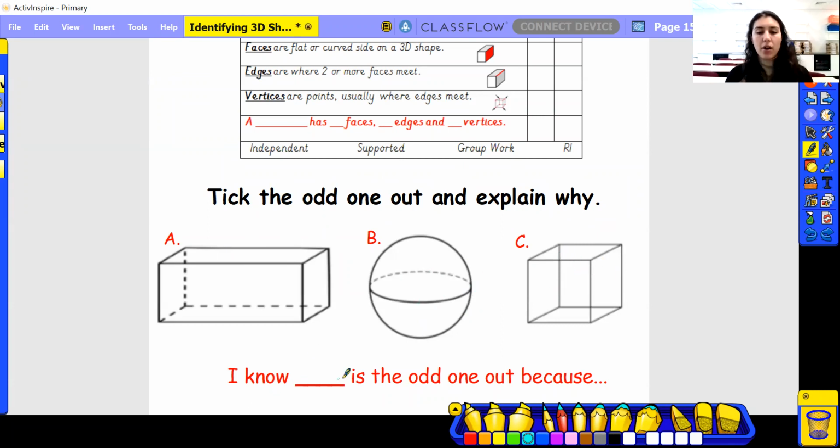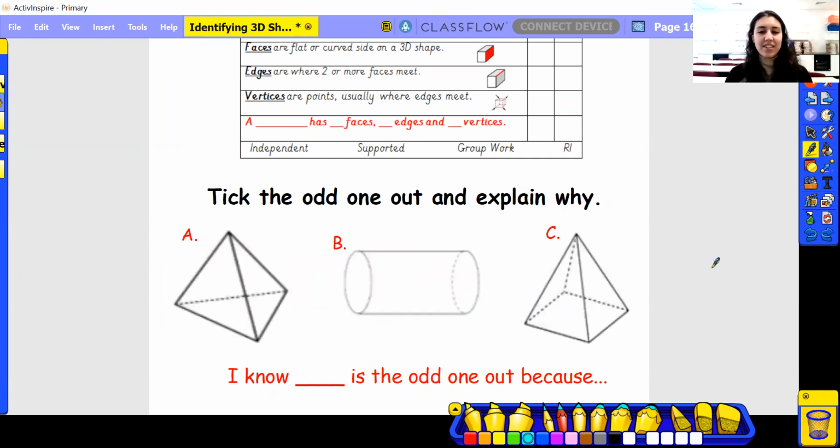So I might say, I know that the sphere is the odd one out because it is the only one that has a curved face, or it is the only one that doesn't have 6 faces, or it's the only one that doesn't have 12 edges, or it's the only one that doesn't have 8 vertices. Can you have a go at looking at these shapes and working out which one you think is the odd one out and why?